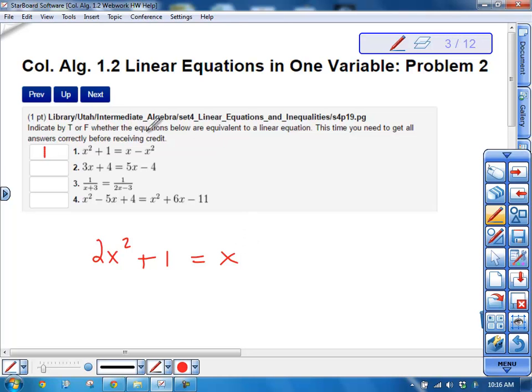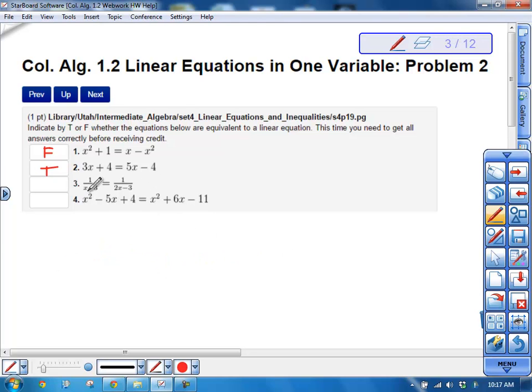So I'd say false, that's not equivalent to a linear expression. The next one is definitely linear, because if you subtract 3x from both sides, you still get just x to the first, which is linear. It's definitely linear.